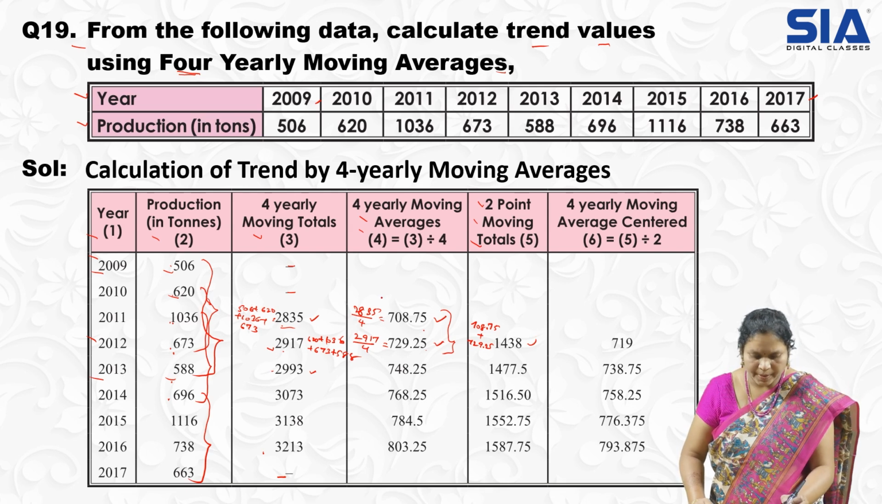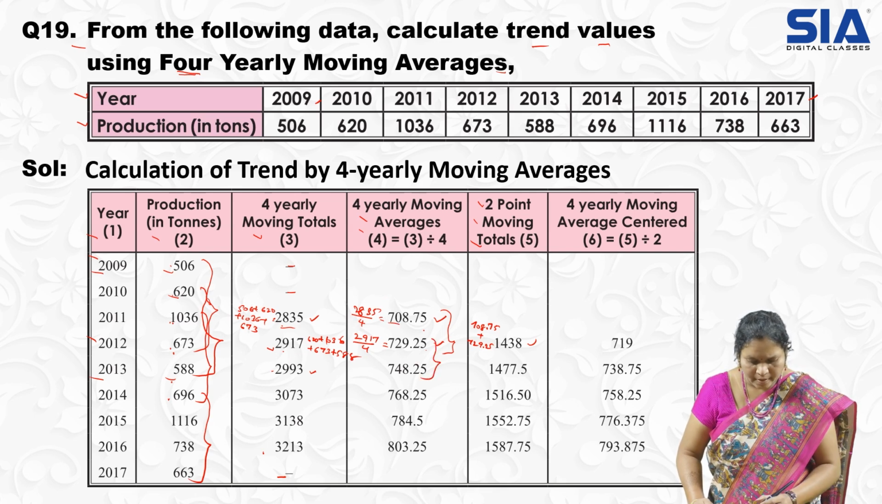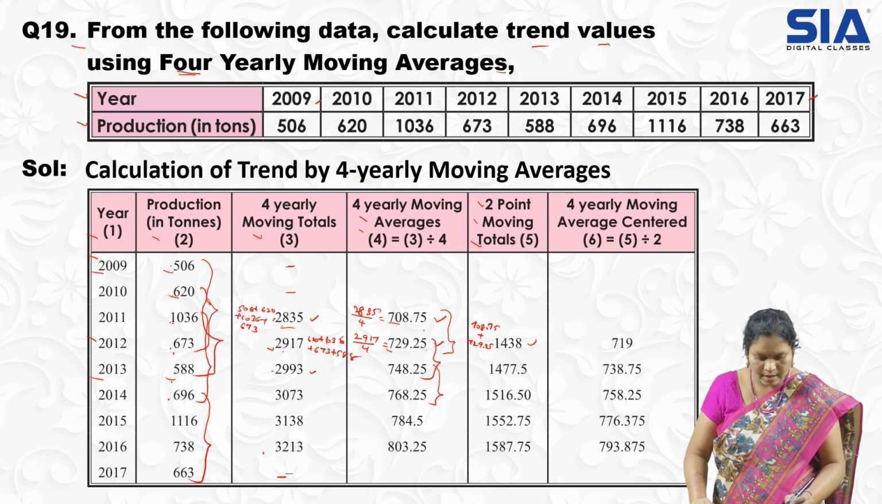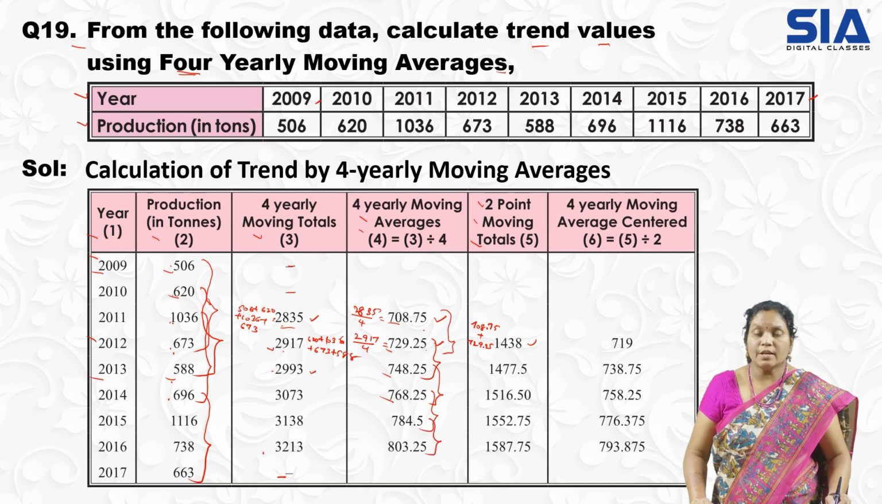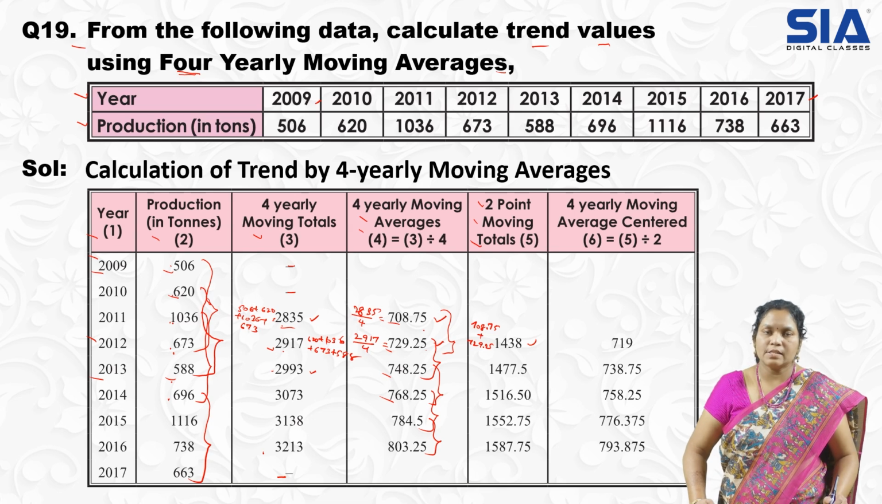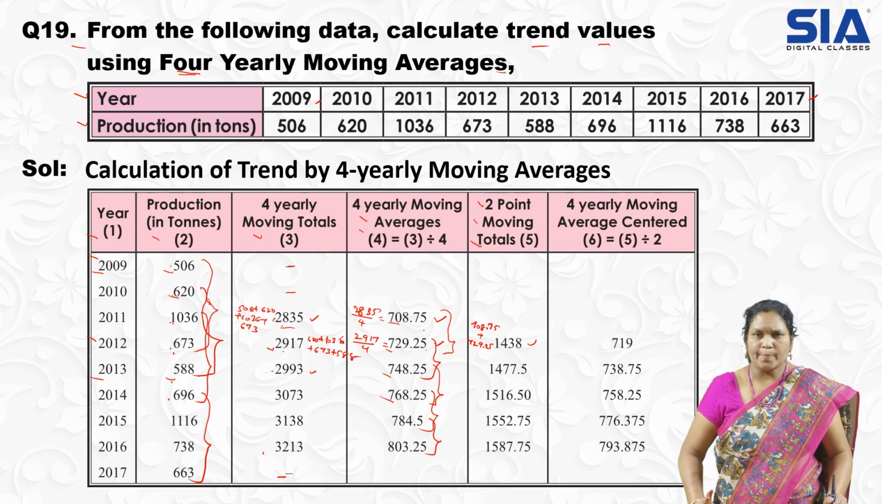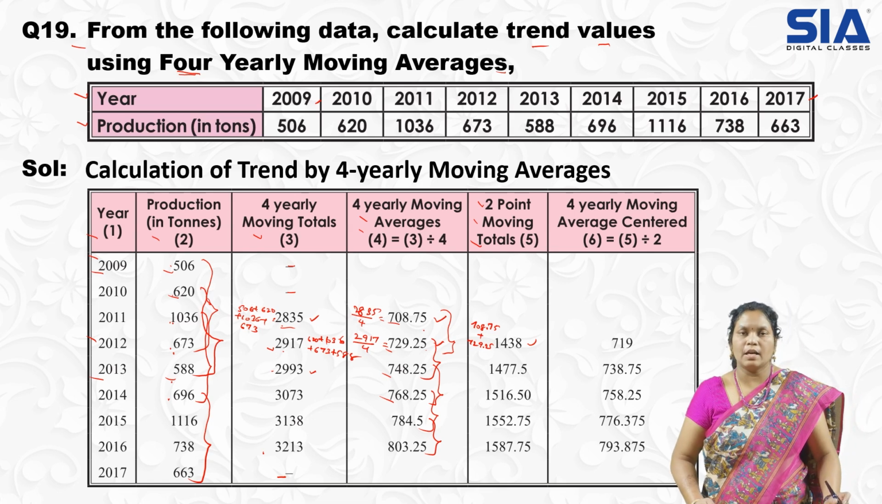To get the next value, leave the first value, then total the next two values. Then leave the first value again, then total the next two values. Like that you have to go on doing until the last value. Next, leave this one, take the next two. Then leave this one, take the next two. Like that you have to do until the last value, that too two numbers. So here we have done this column.